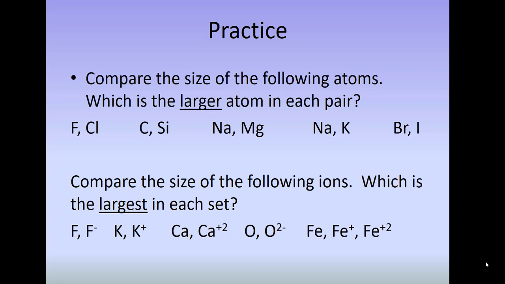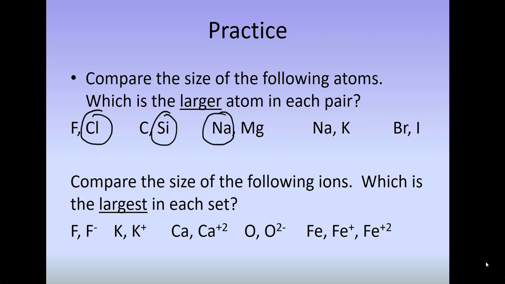Okay, we're back. Comparing the size, we have fluorine compared to chlorine. Chlorine is further down, and as you go down, the atom size increases because we're adding an energy level. So chlorine is going to be bigger. We have carbon and silicon; silicon is the larger because it's further down. We have sodium and magnesium. Between the two, they're on the same row, so sodium will be larger.